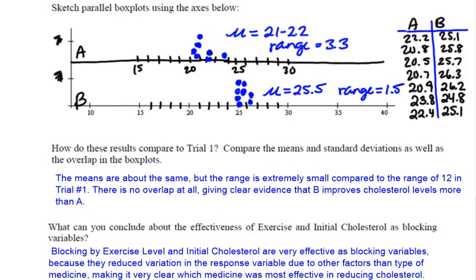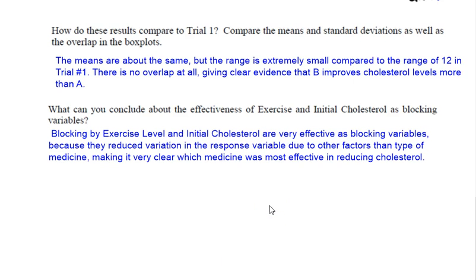So blocking by exercise level and initial cholesterol, since they were both very strongly associated with the response variable of improvement in cholesterol level, they reduced the variation in the response variable due to these other factors and type of medicine. So these two both influenced the level of the response variable so much that removing them made it very clear which medicine was the most effective.